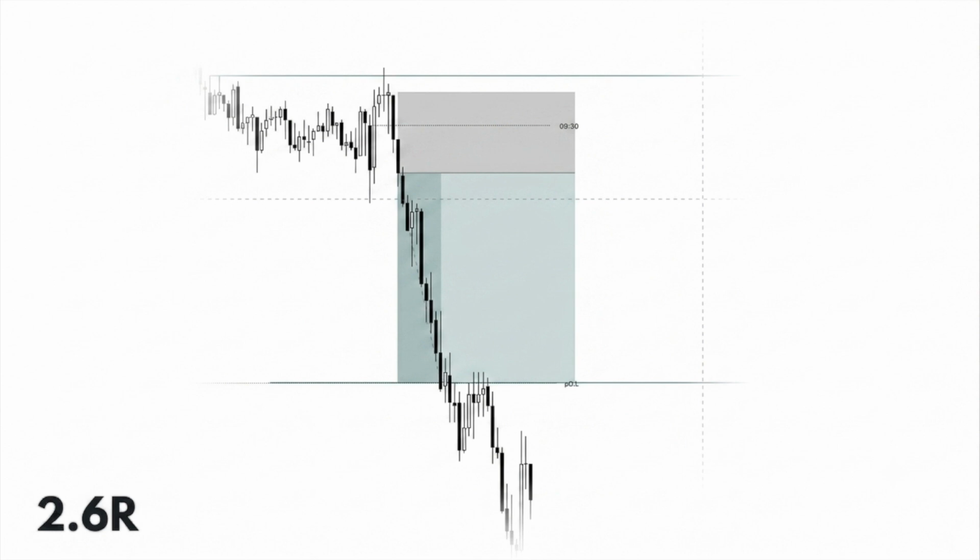So today I'm just going to be recapping a trade that I took on ES targeting previous daily low, which resulted in a 2.6R, and I was live on Discord.